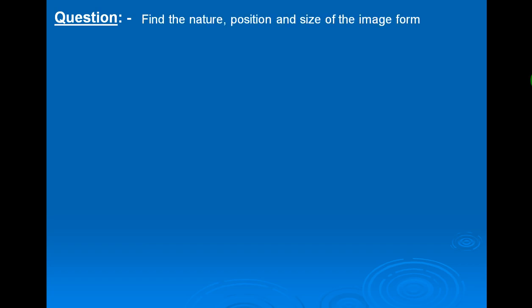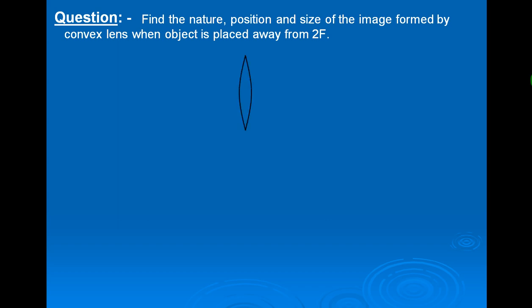Now based upon this, some problems. So this is the question. Find the nature, position and size of the image formed by a convex lens when the object is placed beyond 2F, by using the ray diagram. So this is the convex lens.